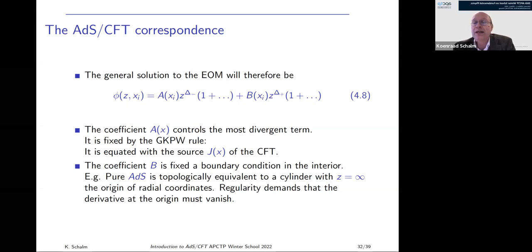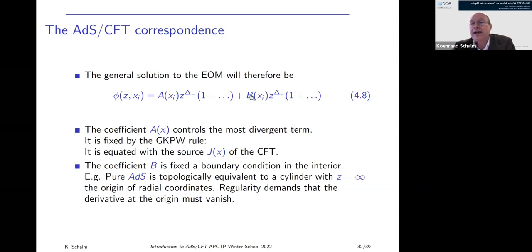And that's the first step that we need to use in our construction. Remember, the GKPW prescription told us that the boundary value of phi should be identified with the source term. So this coefficient A, that's the most divergent term, that's the term that survives at the boundary. So that is the one that we should equate with the source J in the CFT. And that's consistent with this statement because delta plus is always a positive number, right? It's d over 2 plus a square root, which is positive. And so this term always dies near the boundary. So therefore, this term cannot be set equal to the source.